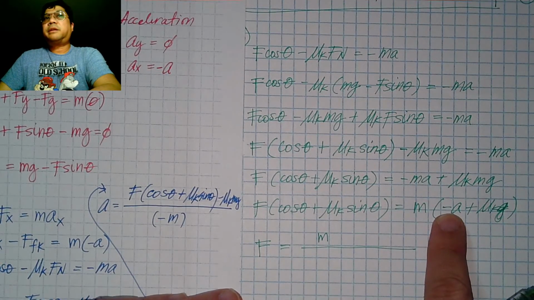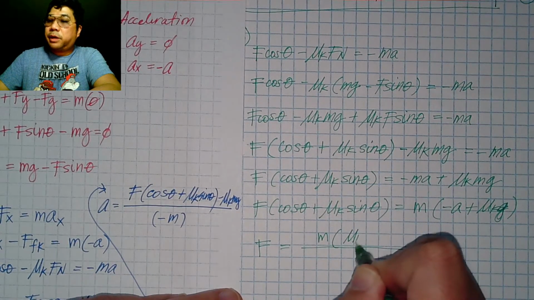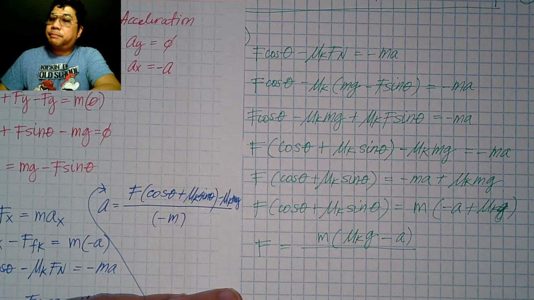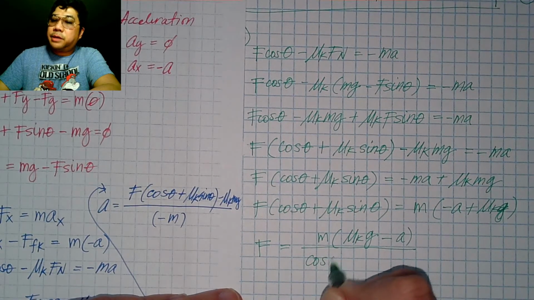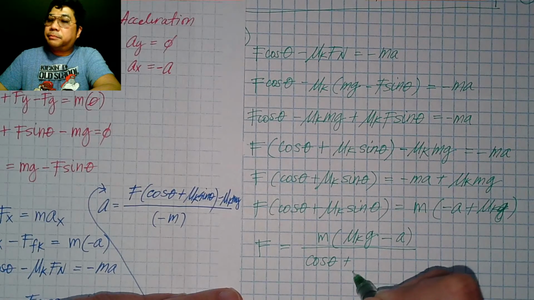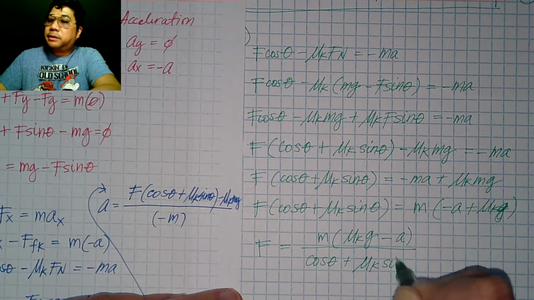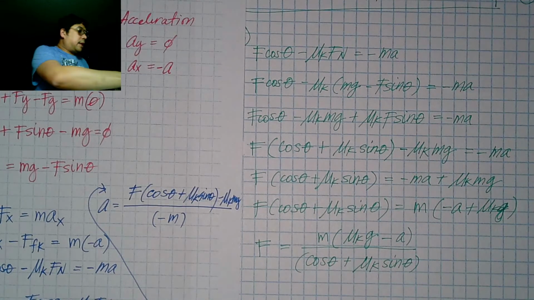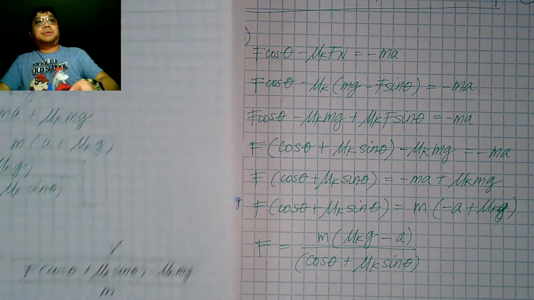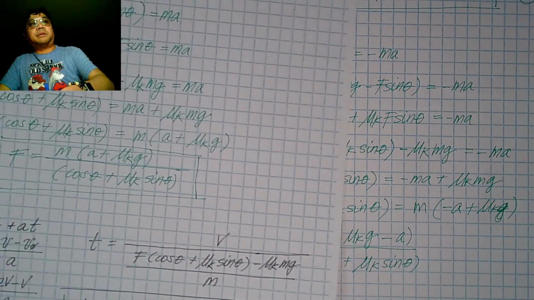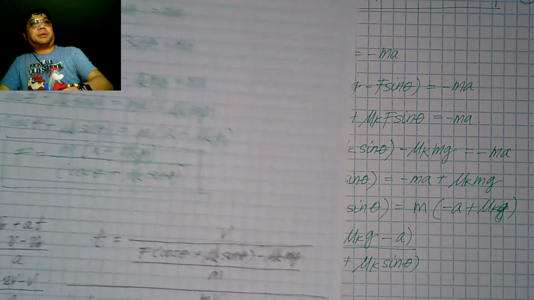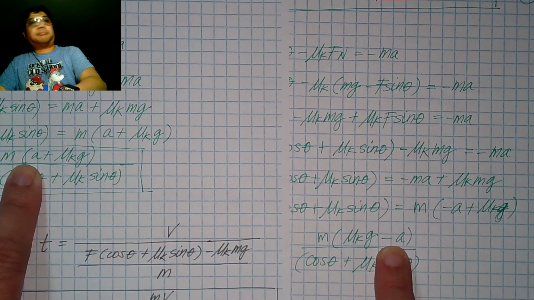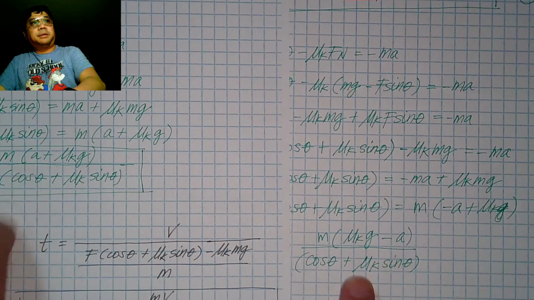So this will give us f is equivalent to, I just wanted to clean this. Instead of having negative first, let's have positive first, which is our mu k multiplied by g minus the acceleration, and that is divided by cosine theta plus mu k sine theta. So if we compare this answer to the previous, where it's positive acceleration, we put our acceleration as negative instead. That's the only difference. So the numerator is different.